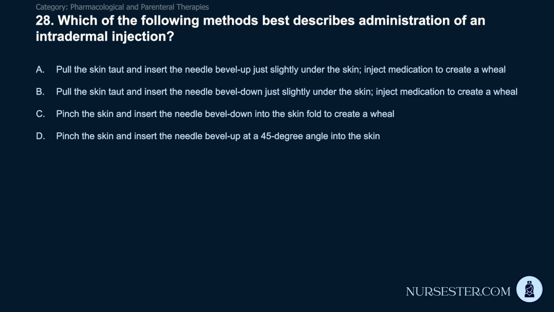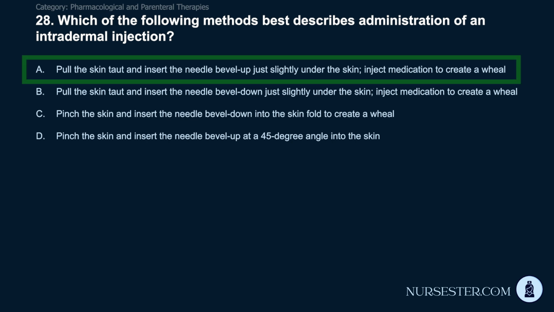28. Which of the following methods best describes administration of an intradermal injection? A. Pull the skin taut and insert the needle bevel up just slightly under the skin. Inject medication to create a wheal. B. Pull the skin taut and insert the needle bevel down just slightly under the skin. Inject medication to create a wheal. C. Pinch the skin and insert the needle bevel down into the skin fold to create a wheal. D. Pinch the skin and insert the needle bevel up at a 45-degree angle into the skin.